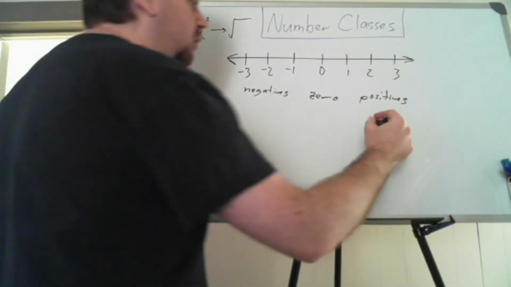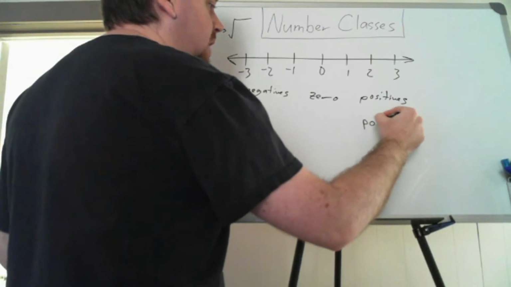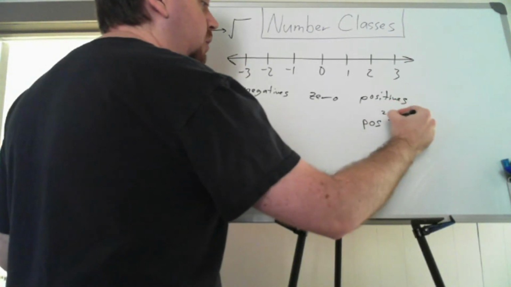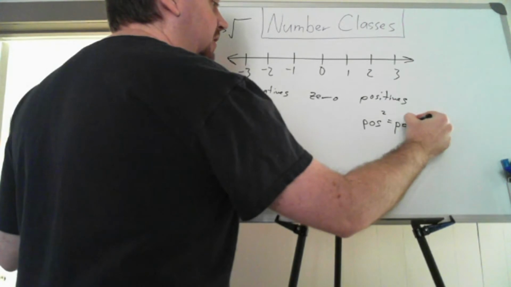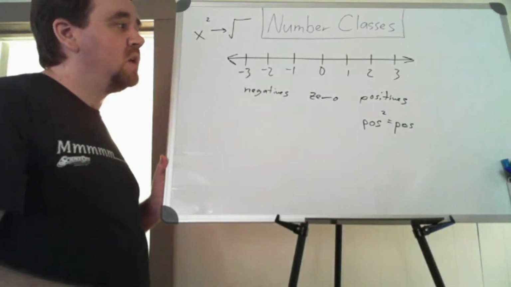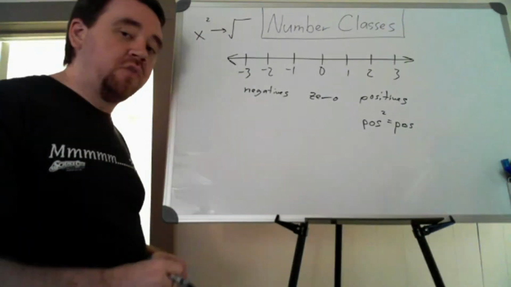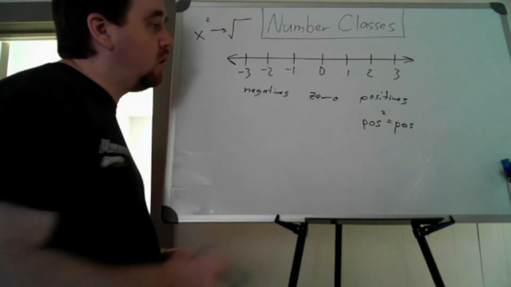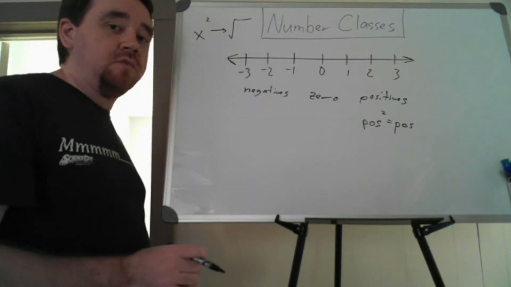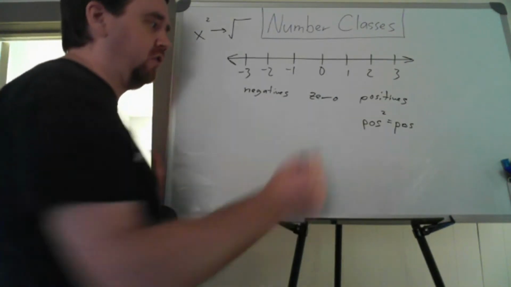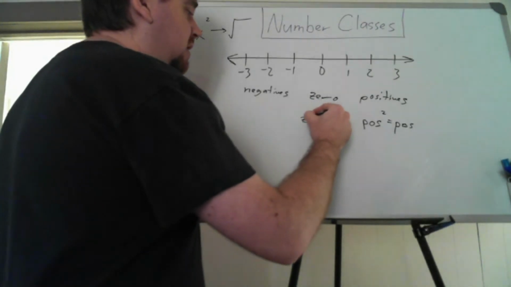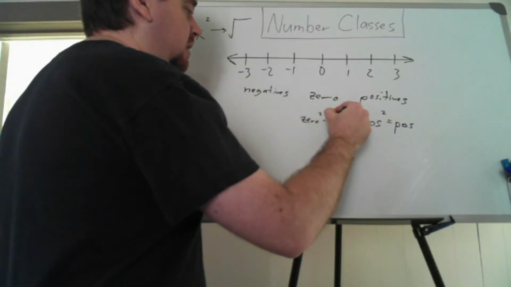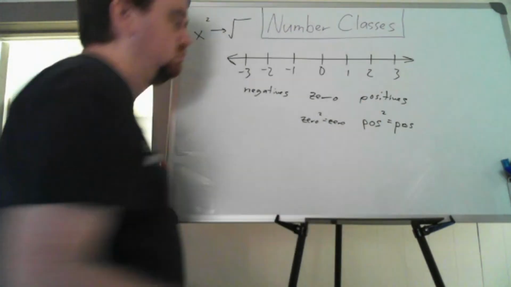All right, so I can kind of think of it this way. I'm going to abbreviate here. Positive squared equals positive. Okay? Now think about 0. What happens when I square 0? Well, 0 is neither positive nor negative, but what's 0 times 0? That's just 0, right? So I've got 0 squared equals 0.